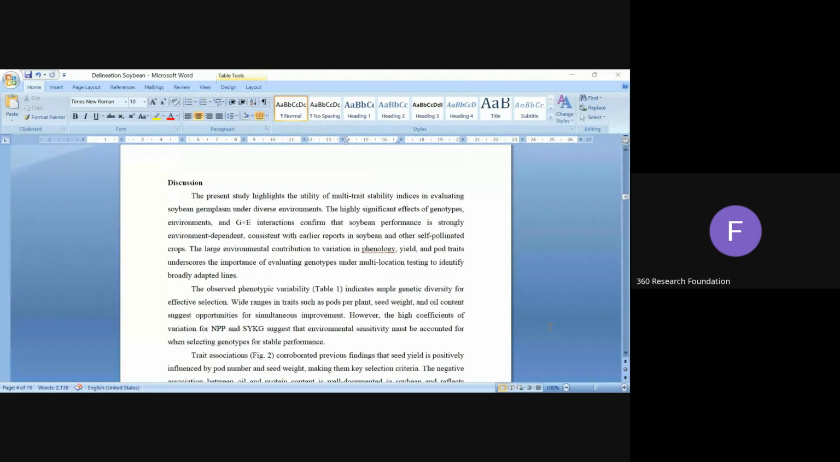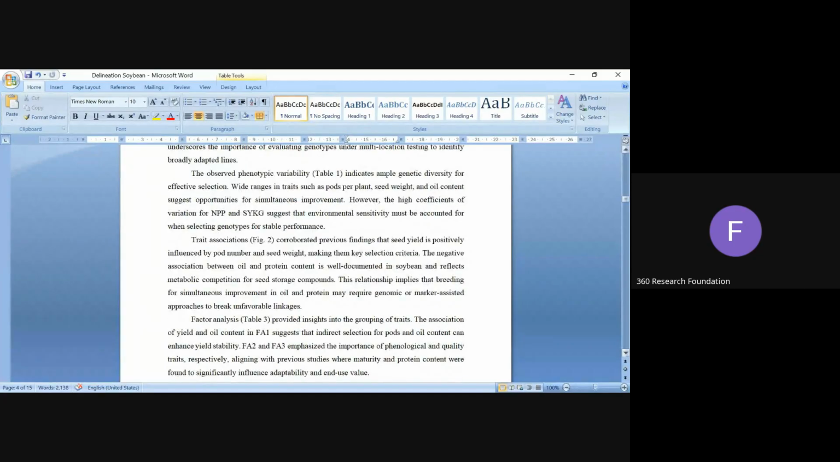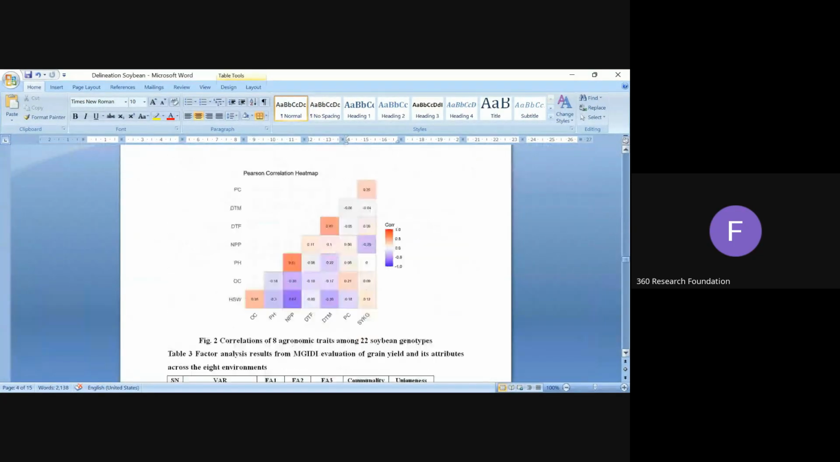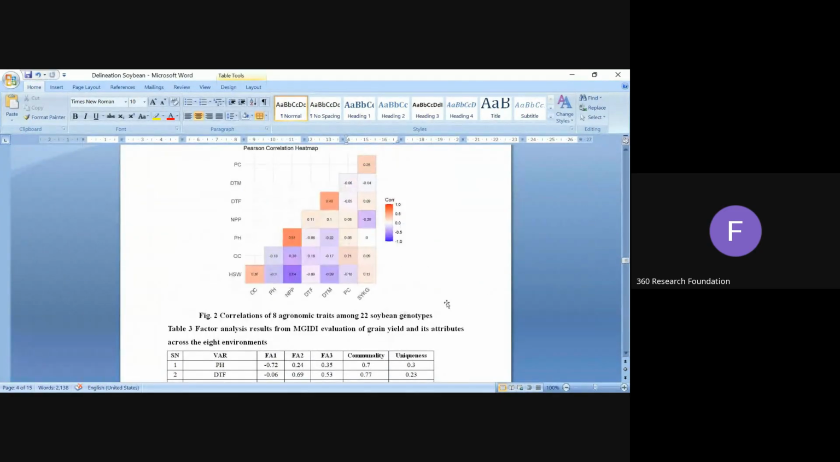Now you can compare, like you can write, if you have multi-location data, you can compare all these selection methods integrating with BLUP. And whatever correlation I have shown to you, this correlation is on the pooled data. So what is meant by pooled data? Mean over all environments. Yeah, if you have four environments, the total mean of those values.